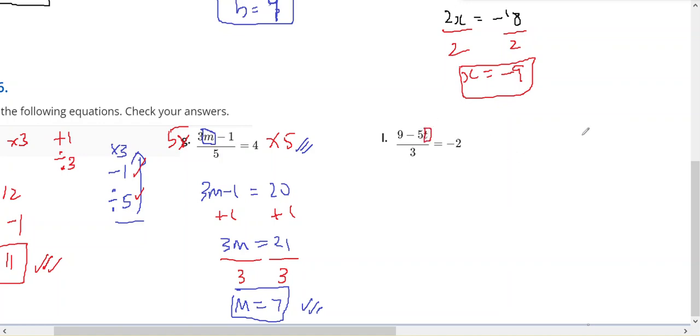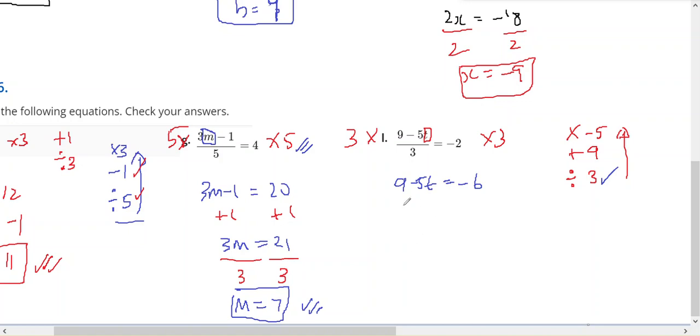And lucky last, part L in number 6, I need to work out the order. Looking at the t, it was multiplied by -5, then it had 9 added to it, then it was divided by 3. I'm going to reverse the order by multiplying by 3 first. The 3's cancel on the left-hand side to leave 9 minus 5t equals negative 6.